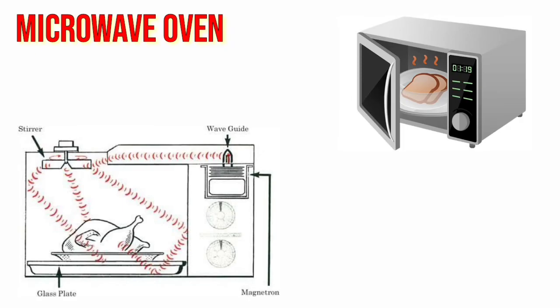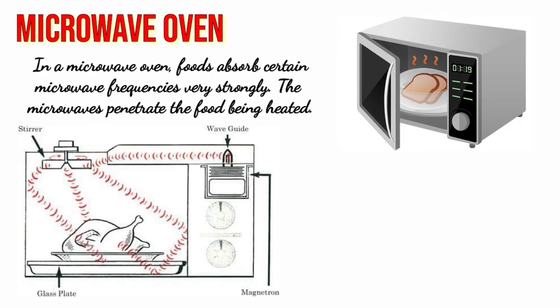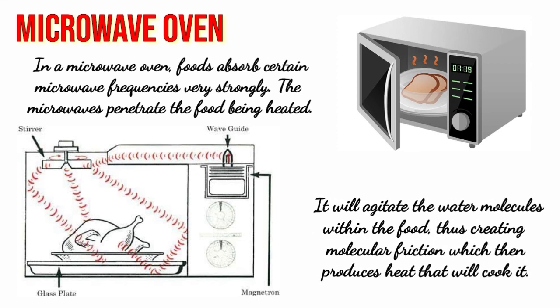Microwave is also used in cooking, like the microwave oven. In a microwave oven, foods absorb certain microwave frequencies very strongly. The microwaves penetrate the food being heated. It will agitate the water molecules within the food, thus creating molecular friction, which then produces heat that will cook it.